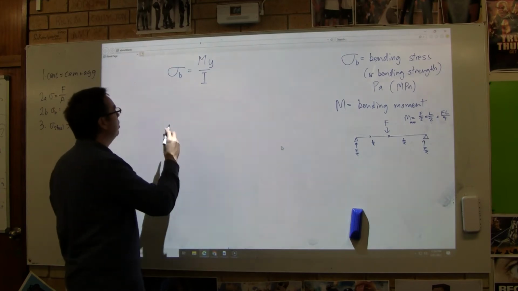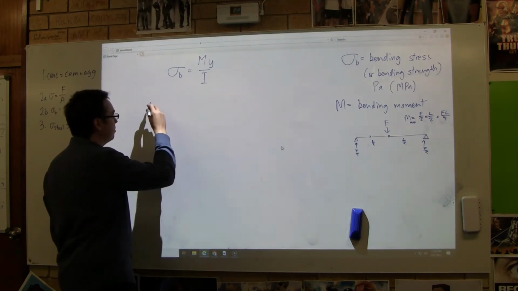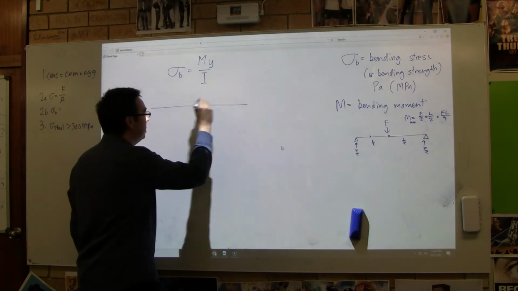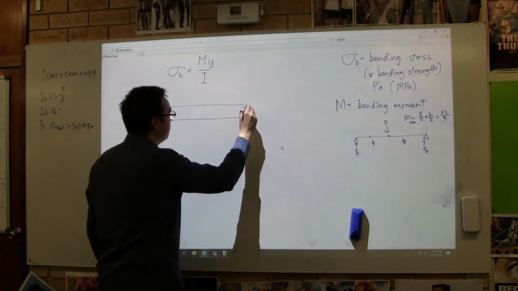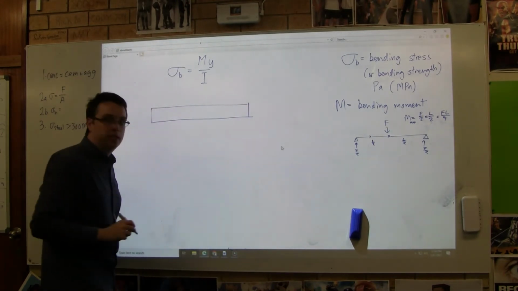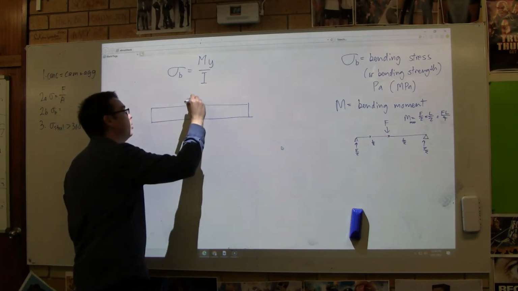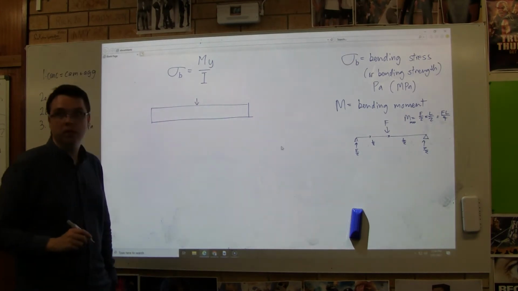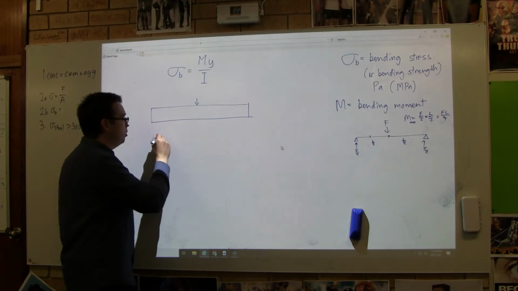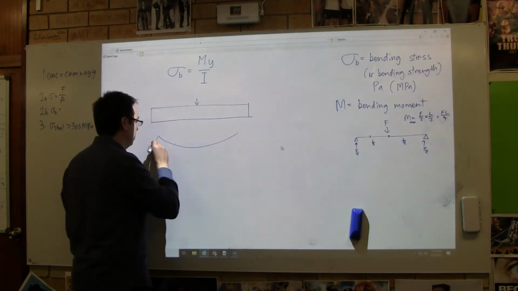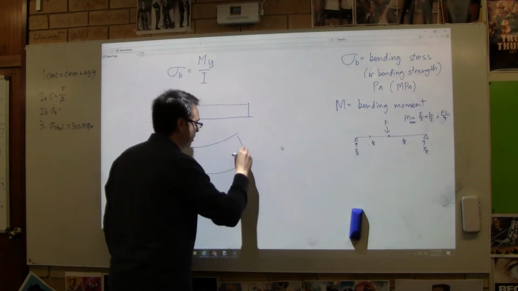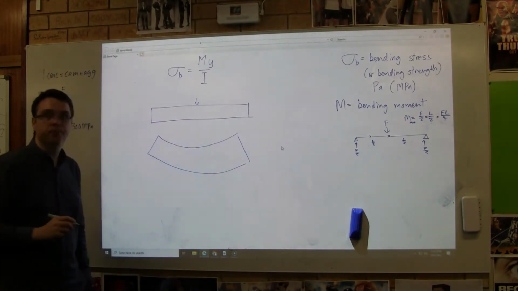So instead, what we're going to do is take this beam here, and I'm going to bend this beam. I'm going to bend it in the middle downwards. So when it bends, it's going to look something like this. We good with that?